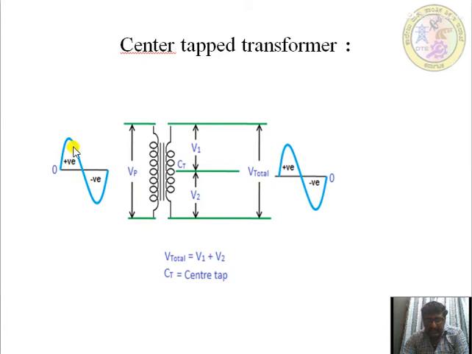Positive as well as negative, the sine wave has been represented through the transformer. So we will be having two voltages, V1 and V2, so V total is equal to V1 plus V2, and CT is represented as the center tap. So whatever the input will be, the same will be the output.